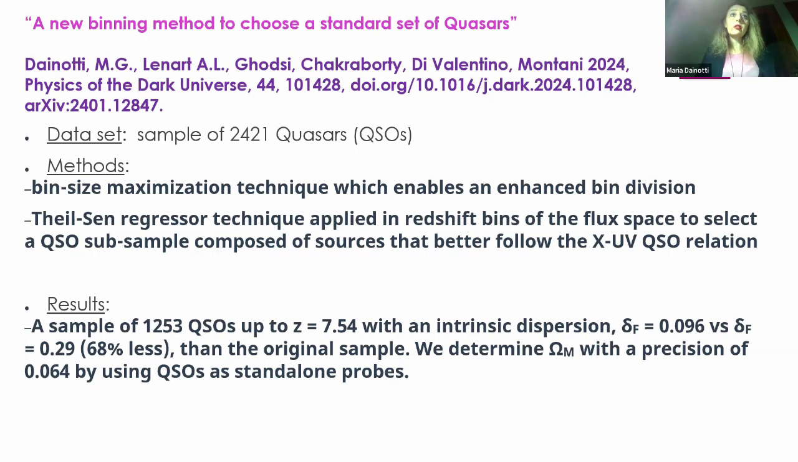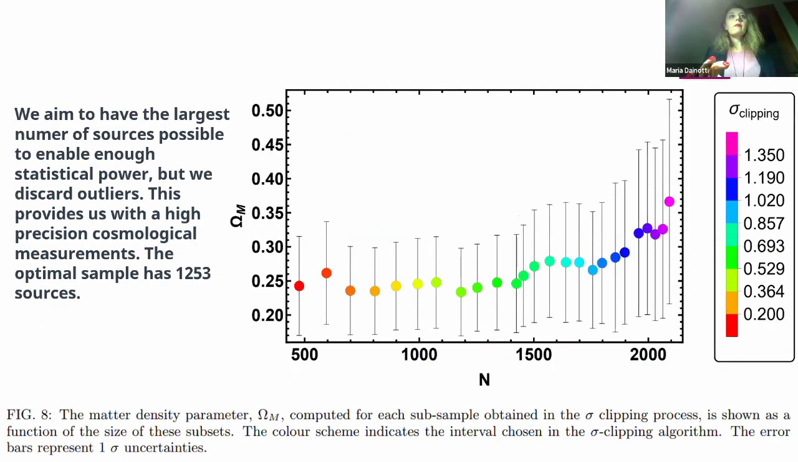Then we use not the Huber regressor, but the Theil-Sen regressor method. It is an even more robust method that does not imply a Gaussianity assumption of the distribution. In this case, we have yet another sample of quasars, but still comparable. Here again, we could determine quasars as a standalone standard candle. So then the maximization algorithm actually gives the idea of the precision of the cosmological measurement.